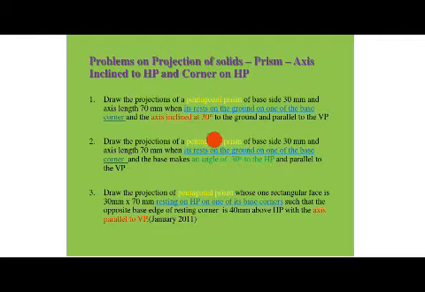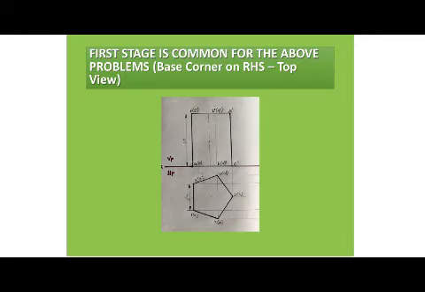So in all these three problems, the axis is inclined to the HP and the solid is resting on the corner. In some problems it is given directly, for example the first problem, but in the remaining two problems the axis is inclined to HP only, given indirectly with the help of the other conditions. So for all the three problems, the first stage or first step is common, since the axis is inclined to the HP and resting on the corner. So this is the first stage for the above mentioned problems.